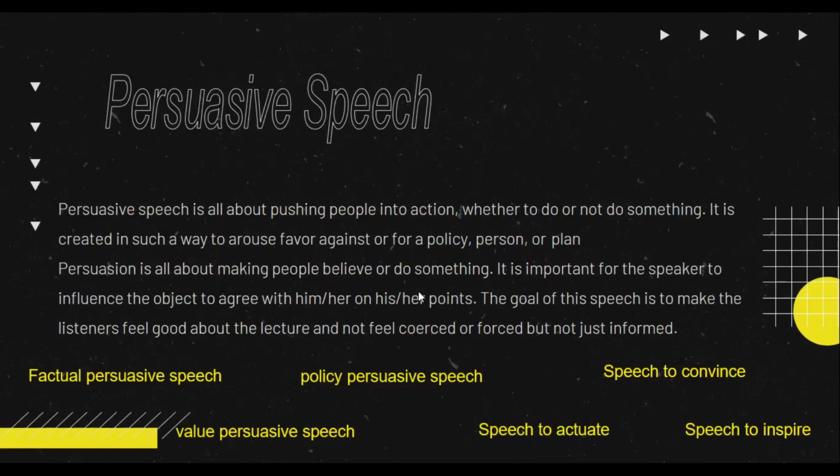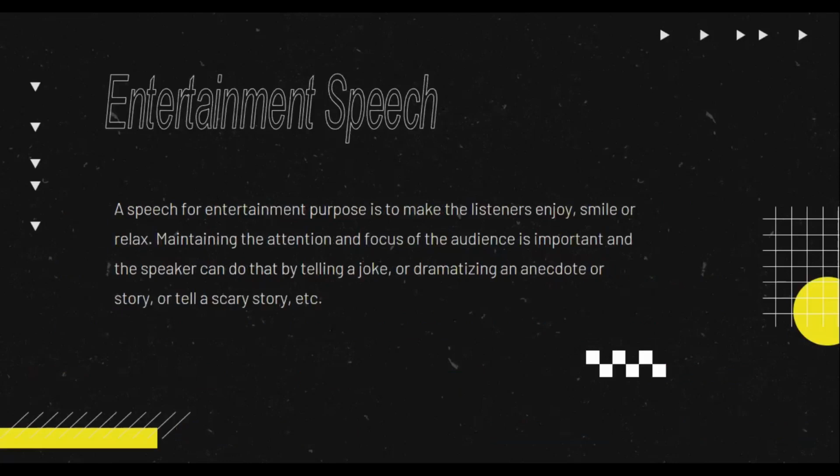Next, we have entertainment speech. Based on the word entertainment, its goal is to entertain its listeners. A speech for entertainment purposes is to make the listeners enjoy, smile, or relax. Maintaining the attention and focus of the audience is important, and the speaker can do that by telling a joke, dramatizing an anecdote or story, or telling a scary story, etc. Its main goal is to give us some entertainment, to make us enjoy, smile, and relax. That's the main goal of entertainment speech.